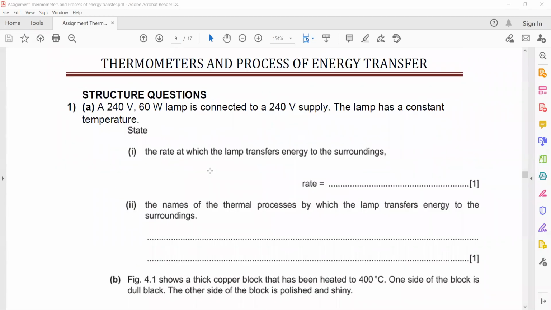In the next part, name a thermal process from which a lamp transfers energy to the surroundings. Like you have a lamp here, a bulb. Which process is the lamp using to transfer energy to the surroundings? Radiation.